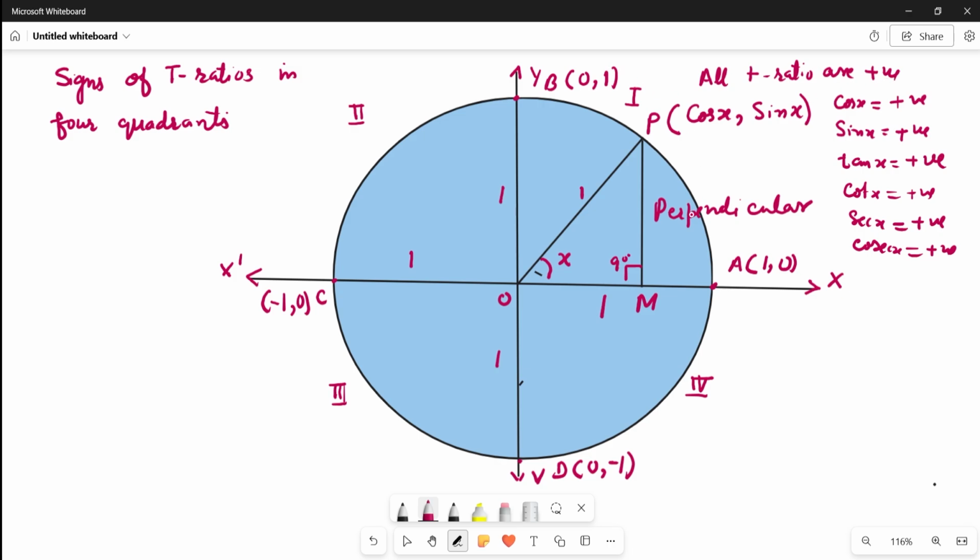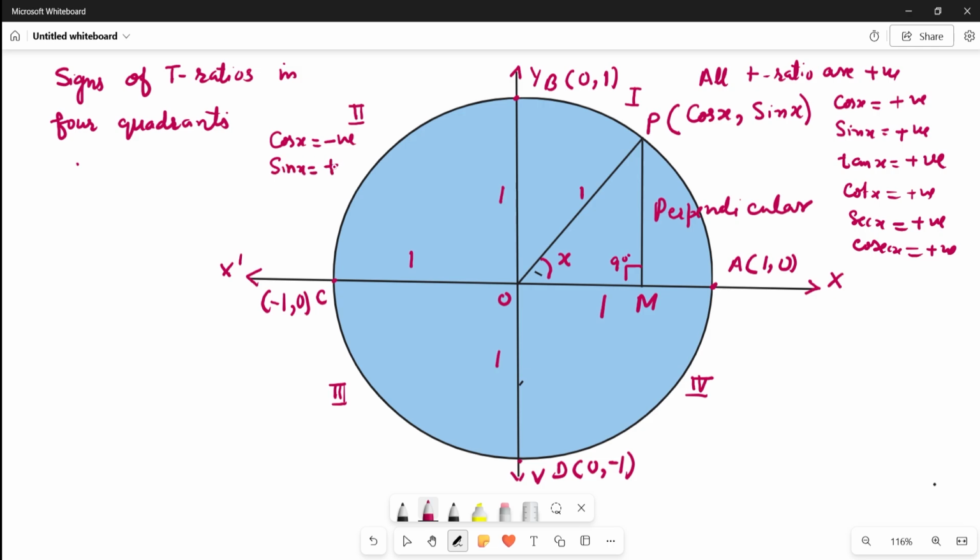सभी t ratio पॉजिटिव हो गई. अब see in the second quadrant, when we move from this point P in the second quadrant from B to C. अब देखिए cos की वैल्यू 0 से -1, it means cos is negative here. Here cos x is negative. क्यों? क्योंकि 0 से -1, यहाँ पे 0 से डिक्रीज हो रही है और -1 वैल्यू हो गई. इट मीन्स cos x इज नेगेटिव. अब देखिए साइन 1 है, फिर 1 से यहाँ 0, इट मीन्स साइन इज पॉजिटिव.